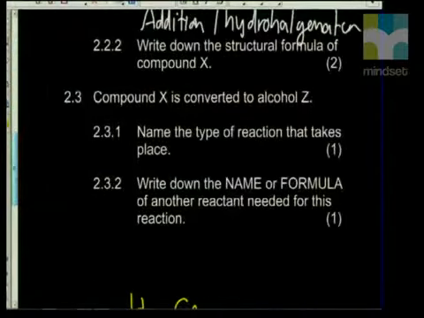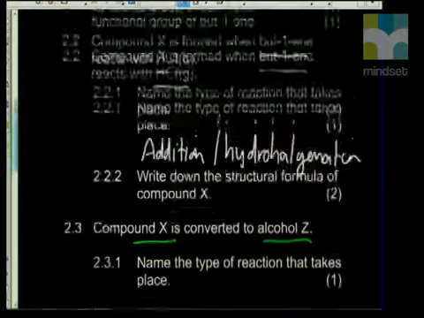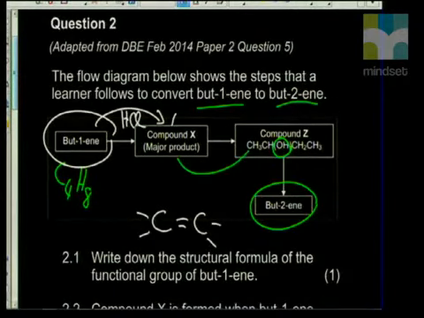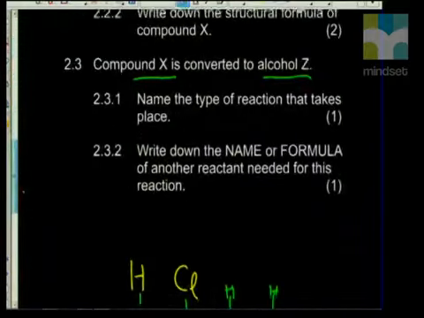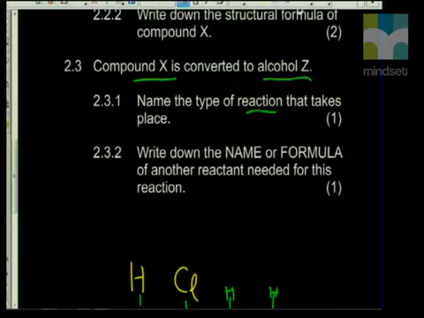Welcome back from that break. I hope you've been thinking about 2.3. Let's just remind ourselves what we've established so far. We recognize the identity of compound X, and let's go and read what 2.3 says. It says that X is converted to alcohol Z. So that's where we're looking at. We're going from this position to that position. We're asked to name the type of reaction that takes place.